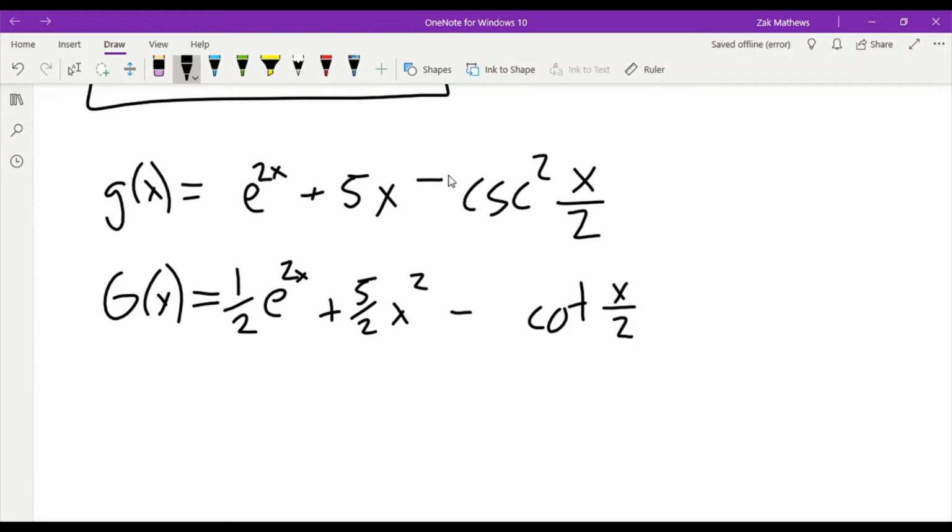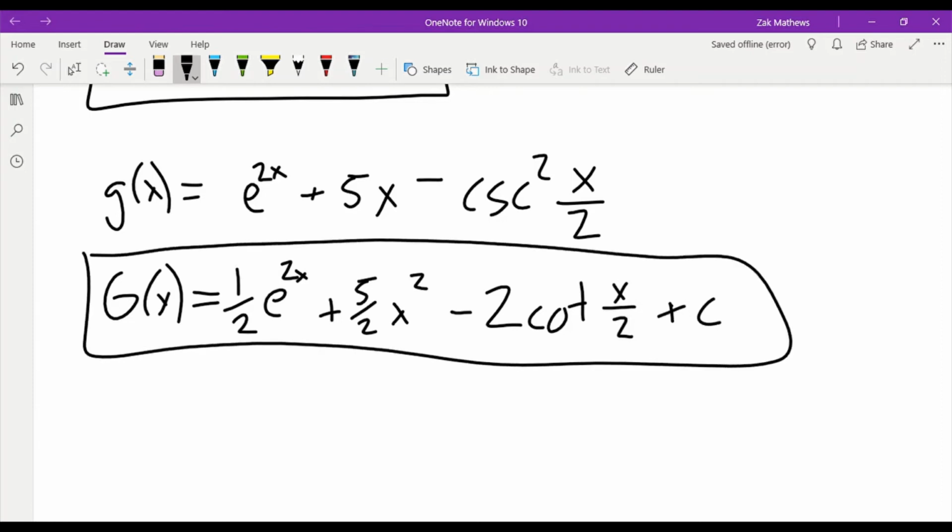Well, we don't want a 1/2 in front. So I'm going to multiply it by a 2 cotangent, because now if I take that 1/2, multiply it to the front, we get just the 1. And then because we want the most general form, I'm going to put that plus c at the back, and there is my antiderivative.